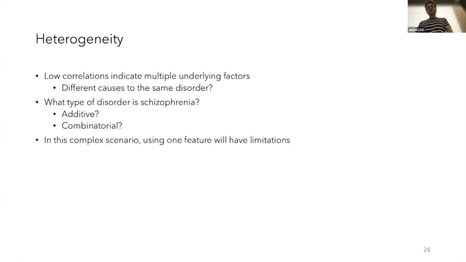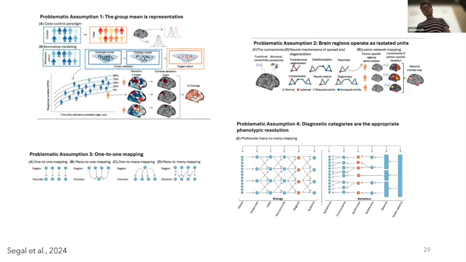And in any case, if there is true complexity, in this complex scenario, then I would argue that using one feature will be limited, right? If we want to understand the most fundamental aspects of schizophrenia. And just to say, it's not that we discovered something totally new. People have thought about it for a long time. There was recently a really nice paper from Fusar-Poli where they put forward some interesting arguments about how we should approach complexity if we want to understand complex disorders like schizophrenia.